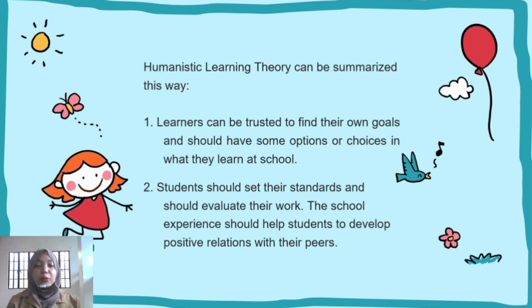Now, for humanistic learning theory, we can summarize that learners can be trusted to find their own goals, since self-actualization, or since the learner is the very center of this learning theory, they get to nurture their own growth according to the goals they set. And the school also helps the students to develop positive relations with their peers. So the teachers will only act as facilitators, meanwhile learners will have the central role in this humanistic learning theory.